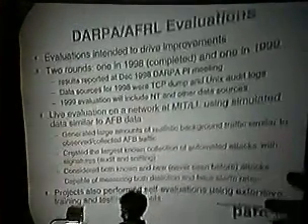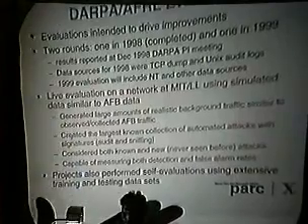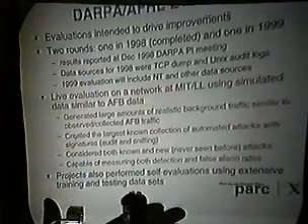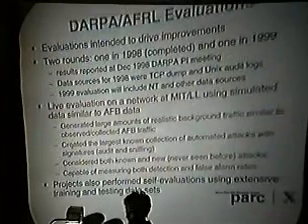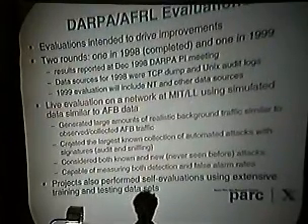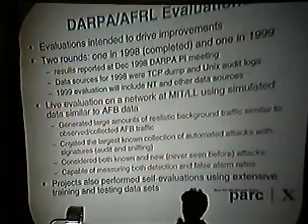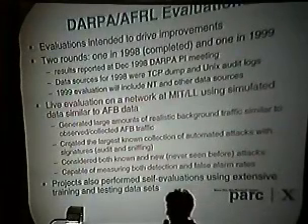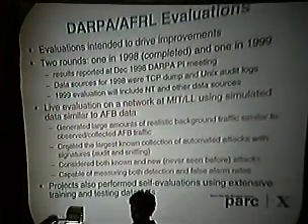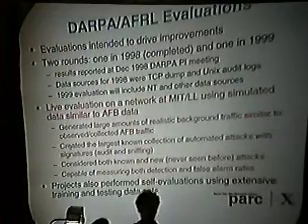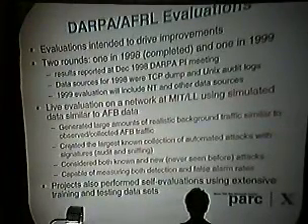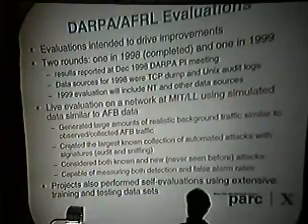Now, let me tell you a little bit about the evaluation that DARPA and the Air Force did of all these research prototypes. At the same time, they evaluated a system that they considered representative of commercial knowledge-based systems, sniffer-type systems. And the evaluations were intended to drive the research community towards useful solutions.